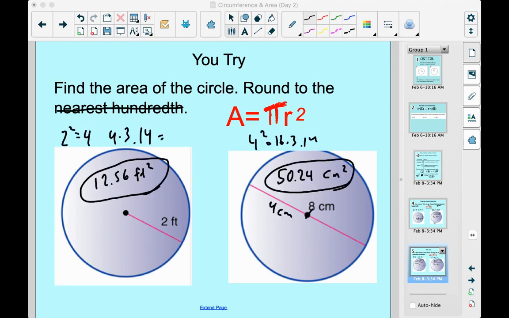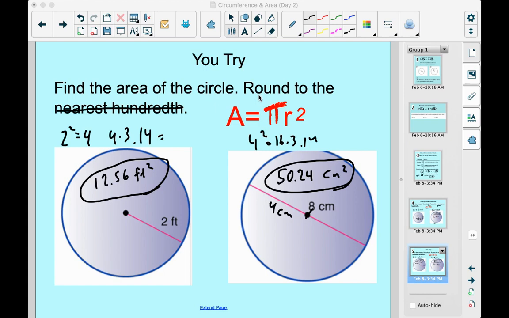All right, welcome back. Hopefully these are the answers that you got. In this first one, we were given the radius, so I can just go ahead and square it. So 2 squared is 4. Then multiply that by pi, 3.14. Gives me 12.56. This was measured in feet, so that means this is in feet squared.